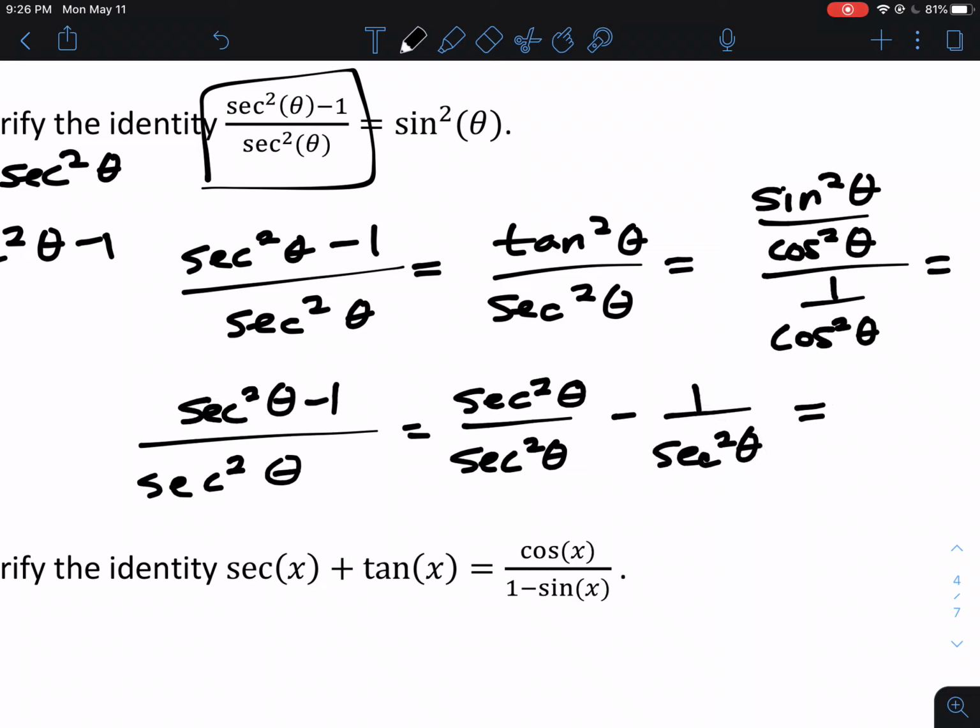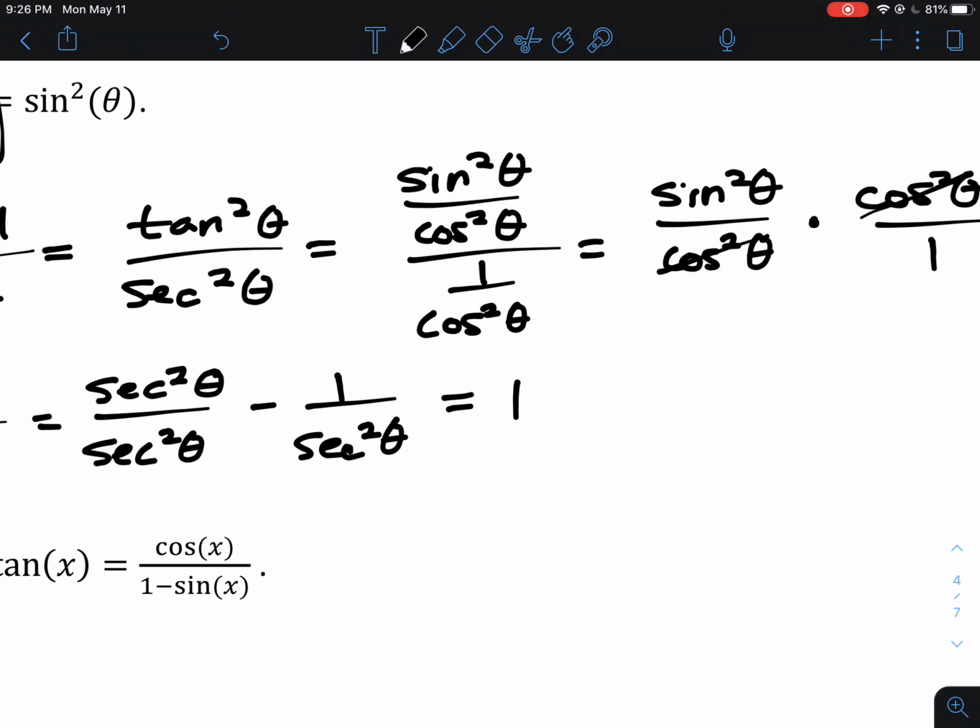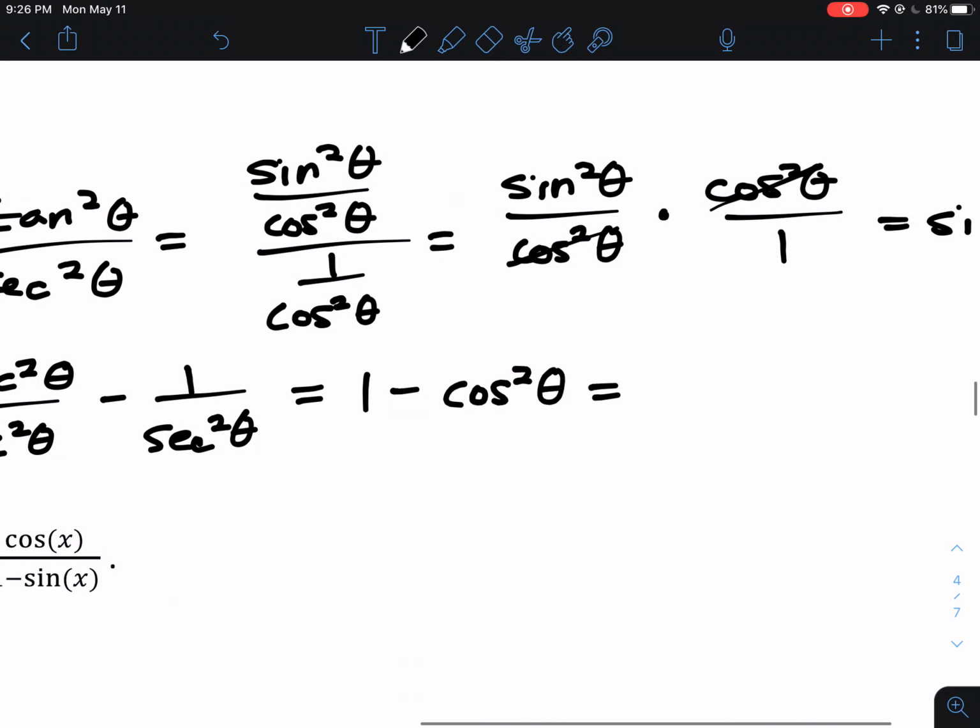Because then actually this will get us to the answer quicker than the first way. If you think about what secant squared theta divided by secant squared theta would be, that's just 1. And then 1 over secant squared theta is just a reciprocal identity. That's equal to cosine squared theta. And then that's actually one of our Pythagorean identities. 1 minus cosine squared theta is the same as sine squared theta. And actually just like that, we're already done.